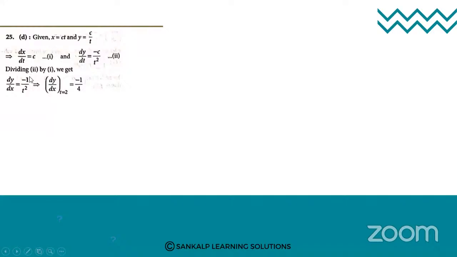So you have to make use of differentiation of parametric functions. Same steps you need to apply, and then on simplifying we get minus 1 upon 4. Okay, minus 1 upon 4. Next question. Okay, question number 26.